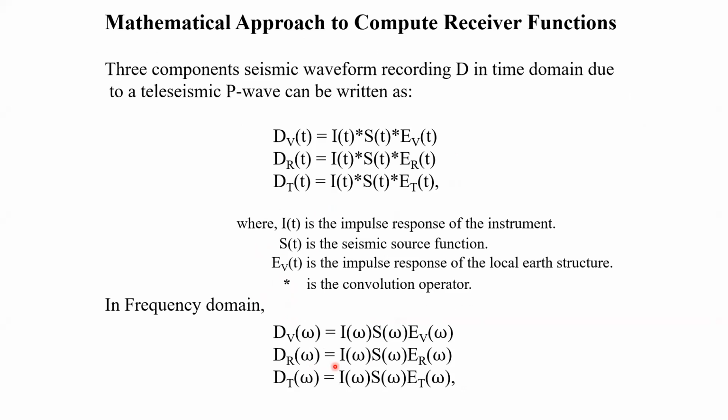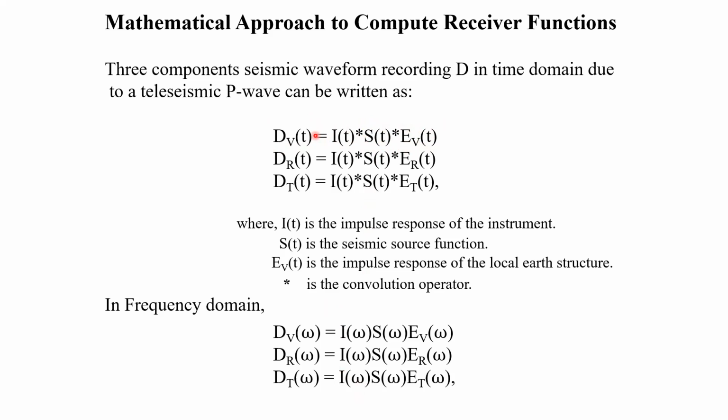So, what is the mathematical approach to compute receiver function? When any earthquake happens, the earthquake source releases a source pulse, which is shown by this source time function S(t). When it gets convolved with the impulse response of the earth structure and also the instrument response of the receiver, then what you see as a record on the receiver is known as a seismogram.